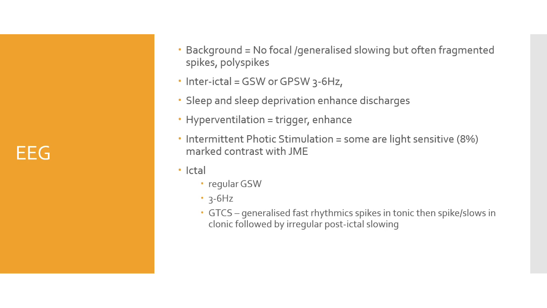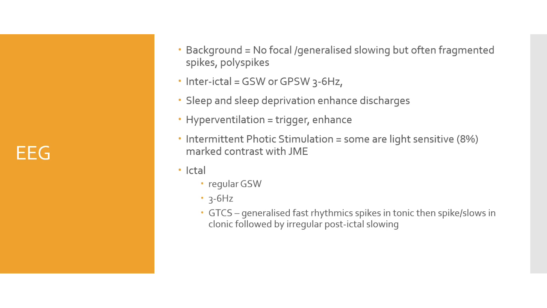There can also be bursts of interictal activity or generalized spike waves or polyspike waves, usually between 3 and 6 hertz, usually on the faster side, around the 4 hertz plus side of it. If it's less than 2.5, then it's usually something else. Sleep deprivation enhances the discharges and will also enhance the fragmented discharges within. Hyperventilation is once again a trigger and an enhancer of these activities.